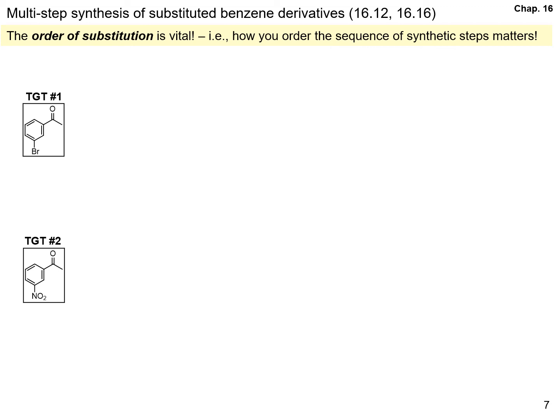When performing multi-step synthesis of substituted benzenes, the order in which you put the substituents on the ring is vital. Right? How you order the sequence of the steps is important. Here are two examples. Target number one, you want to prepare this particular molecule which has an acyl group and a bromine attached to the benzene ring, meta to each other. You have two choices. You could do the bromination first, or you could do the Friedel-Crafts acylation first.